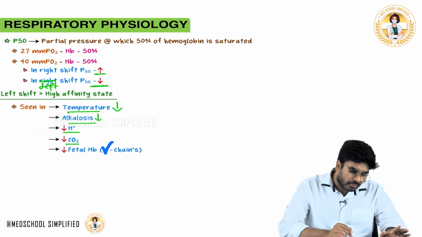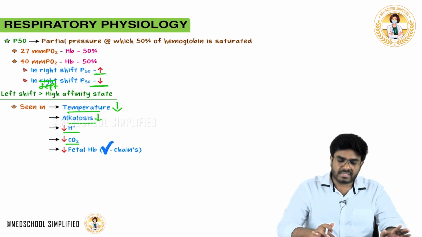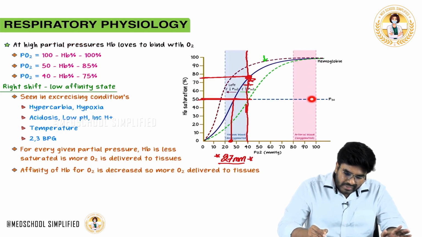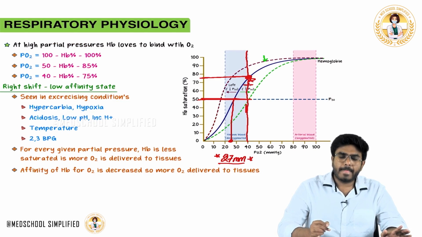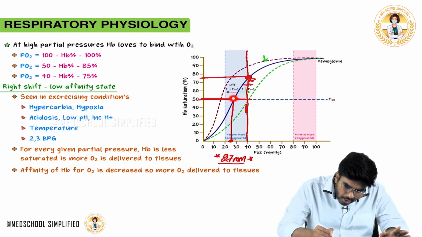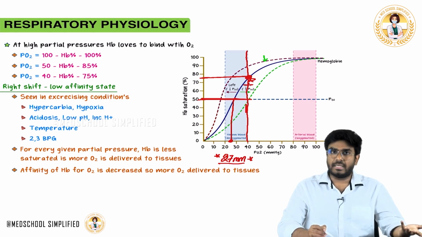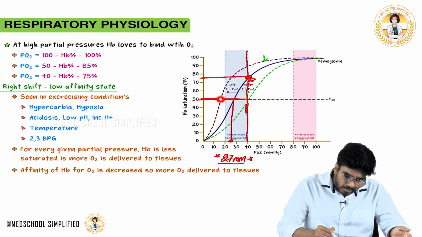So what is happening to the P50 value? The P50 value in left shift decreases. Now please look here. This is the P50 line. What is the normal P50 value? The normal P50 value is 27 mmHg. What is the P50 value in right shift? The P50 value is coming more, 40. Now what is happening to the P50 value in left shift? It is less. P50 value decreases.